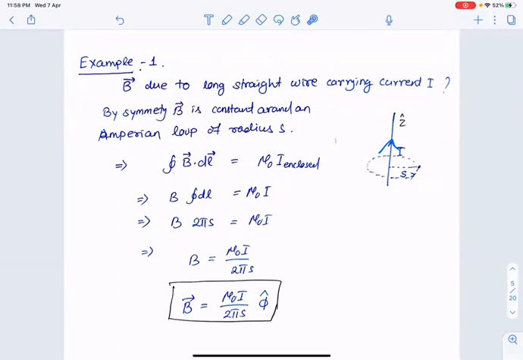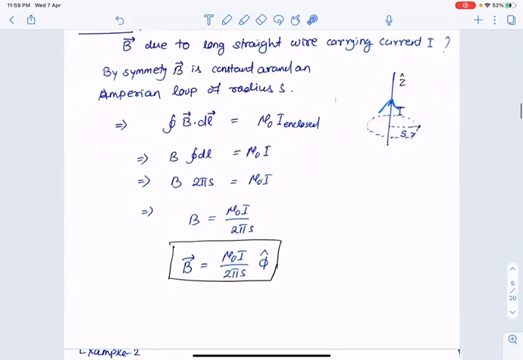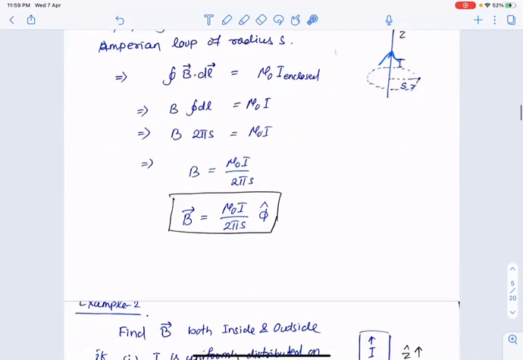But as you see here, the mathematics is very simple. I should emphasize again that the symmetry allows you to calculate B using Ampere's law. And that's the vectorial form, where B is along the phi cap. Anyway, you have already done this example.